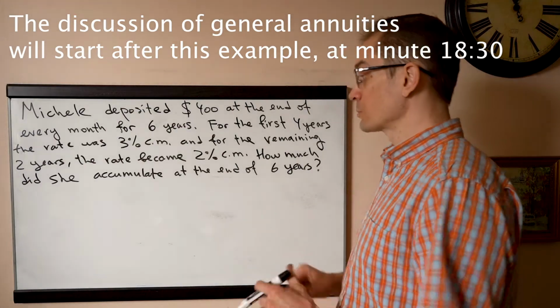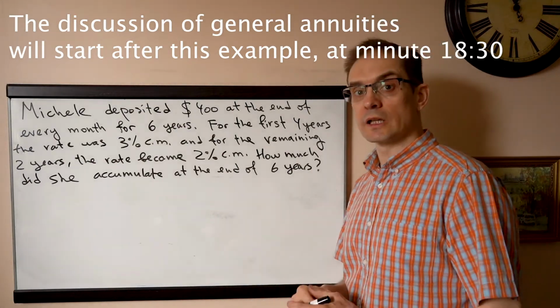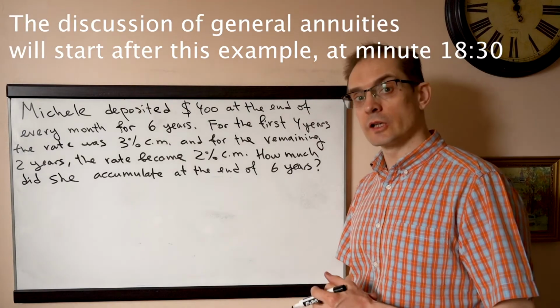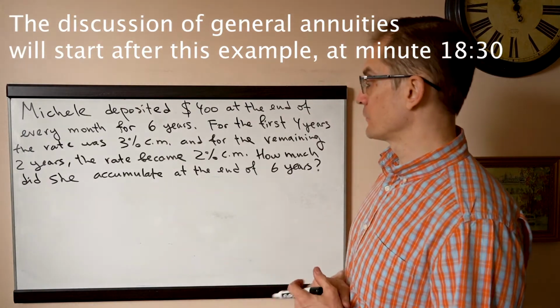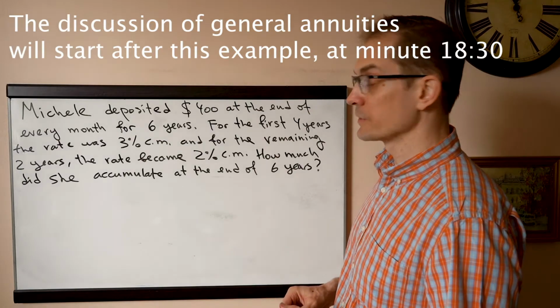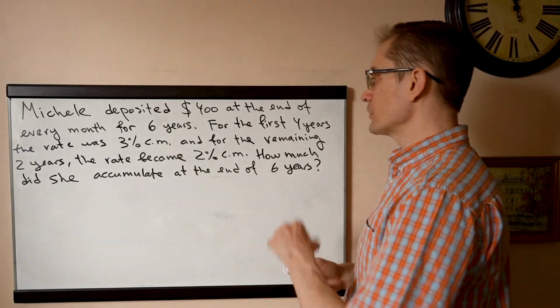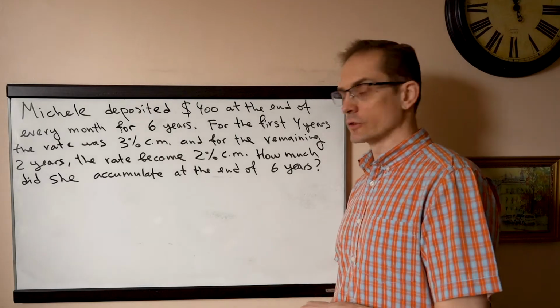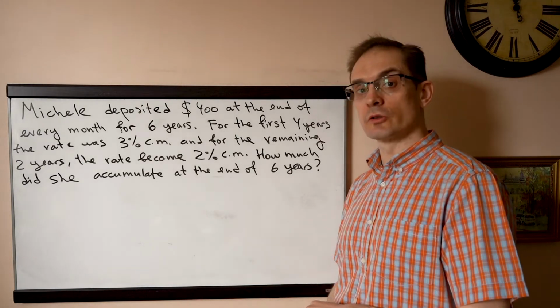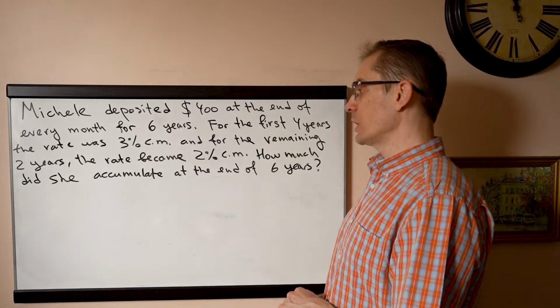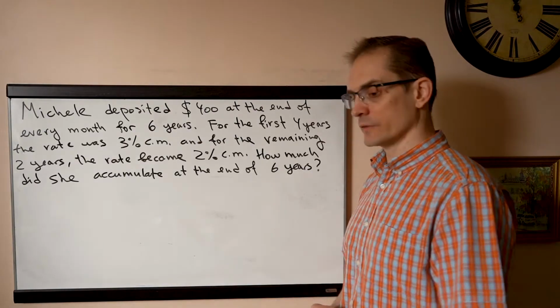Okay, so our next problem is this. It's a little bit more complicated problem, but I think we're ready already to solve this. So Michelle deposited $400 at the end of every month for 6 years. For the first 4 years, the rate was 3% compounded monthly, and for the remaining 2 years, the rate became 2% compounded monthly. How much did she accumulate at the end of 6 years?